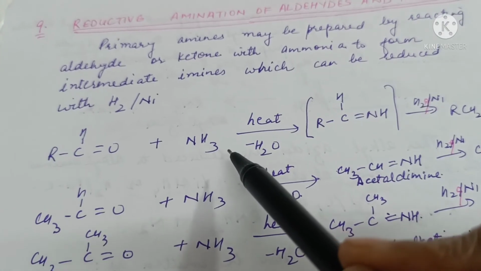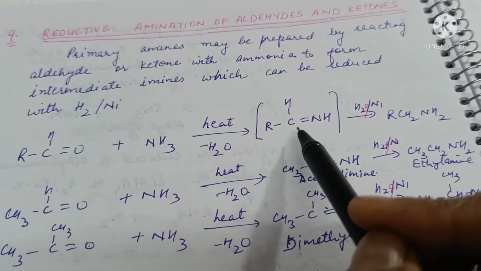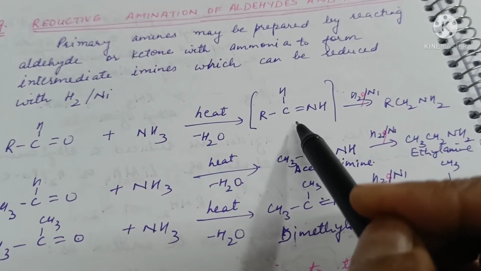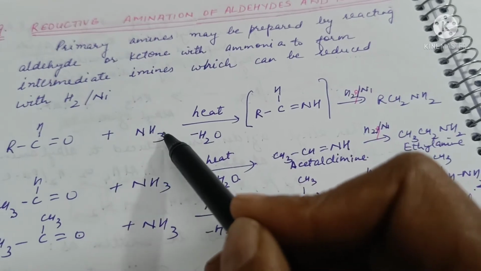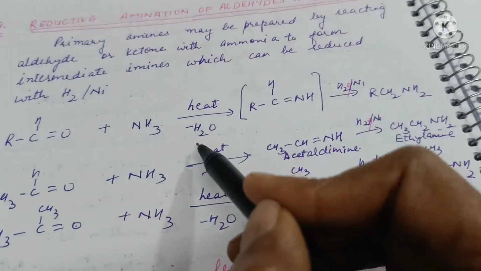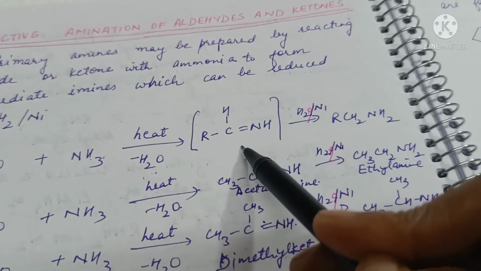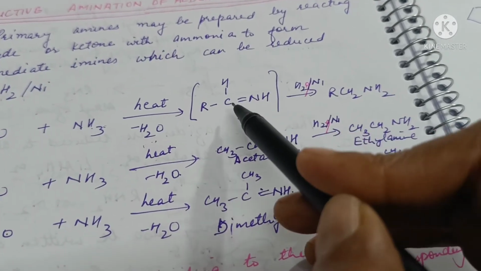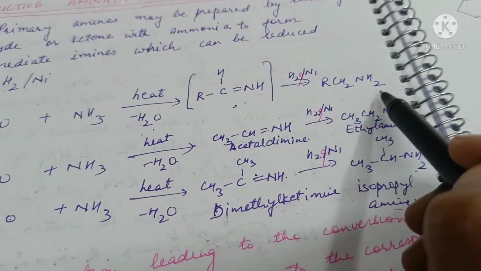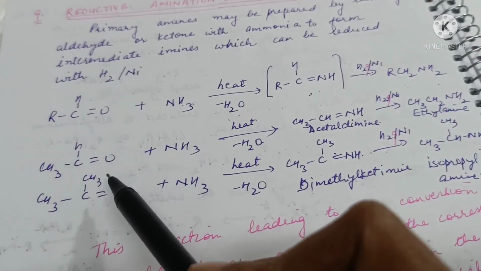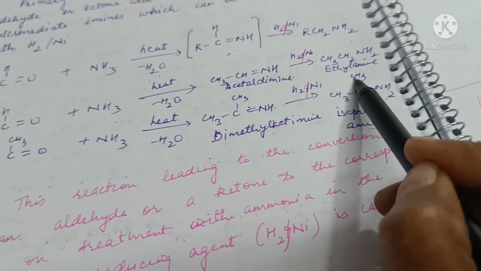Third is reductive amination of aldehydes and ketones. So aldehydes on treatment with ammonia will form intermediate imine. RCH of aldehyde and NH of ammonia combine, and 2 hydrogens and 1 oxygen form water. So water is eliminated. So RCH double bond NH intermediate is formed, which is called imine. This on reduction will form RCH2NH2, a primary amine. So acetaldehyde on heating with ammonia will form acetaldimine, which on reduction will form ethylamine.